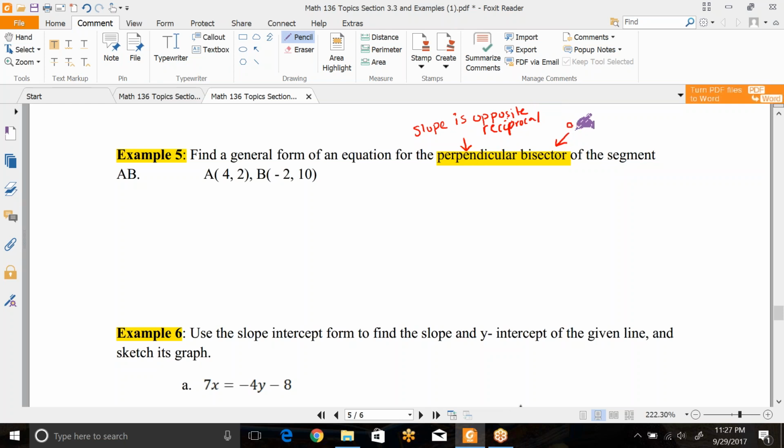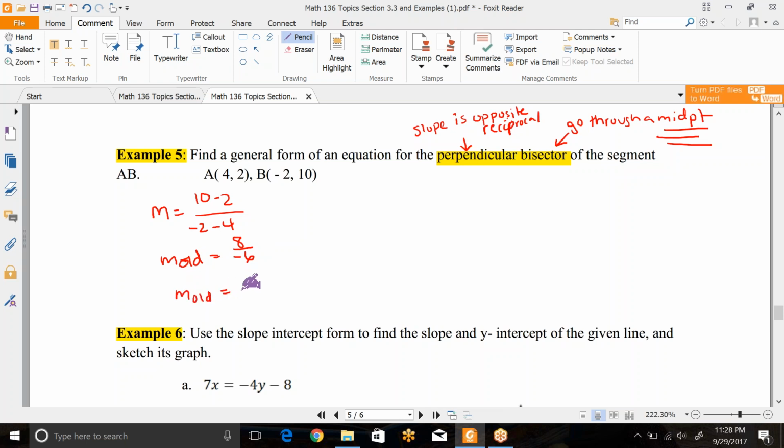Bisector means you have to go through a midpoint. That's the crucial part there. So bisector means midpoint. So we're going to find the slope of this first so we can get a perpendicular slope. So 10 minus 2 over negative 2 minus 4. My old slope is going to be 8 over negative 6, which reduces down to negative 4 over 3. My perpendicular or new slope is going to then be positive 3 over 4.